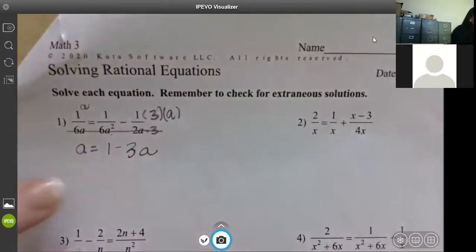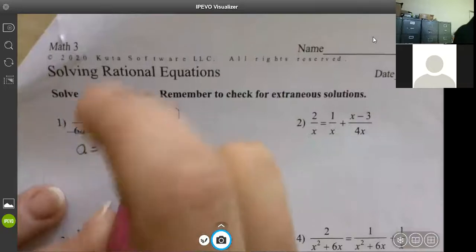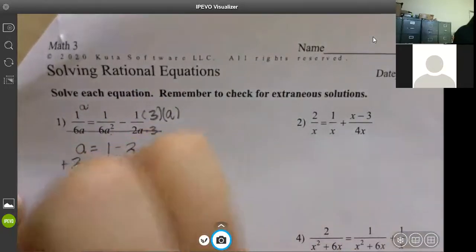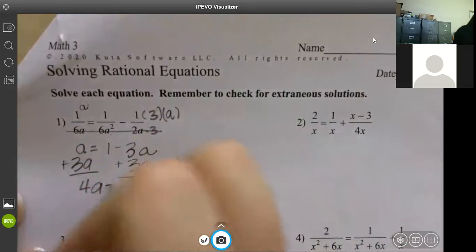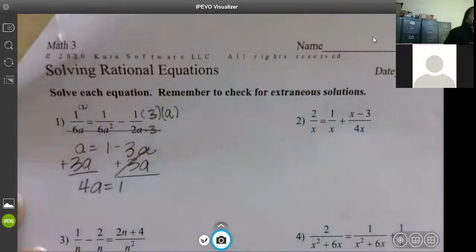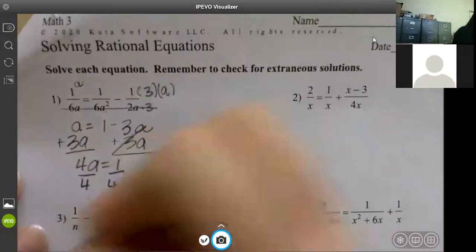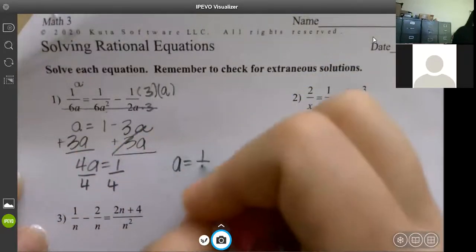Finish it up by solving it. I'm going to get A away from both sides and put it on one side. So I'm going to add this 3A over. And I get 4A equals 1. Solve for A. And I get A equals 1/4.